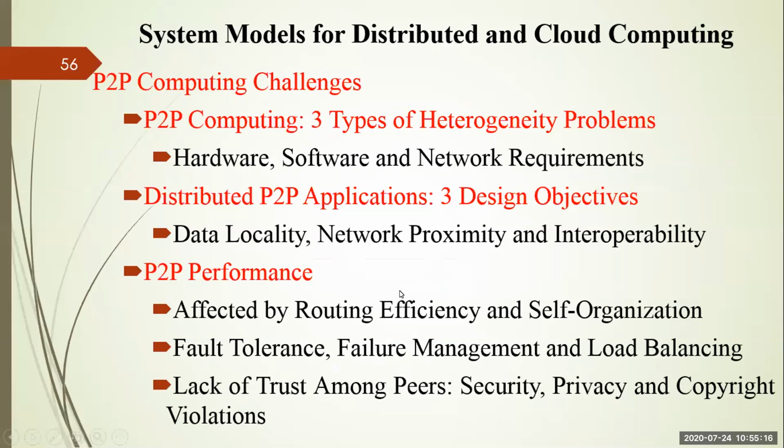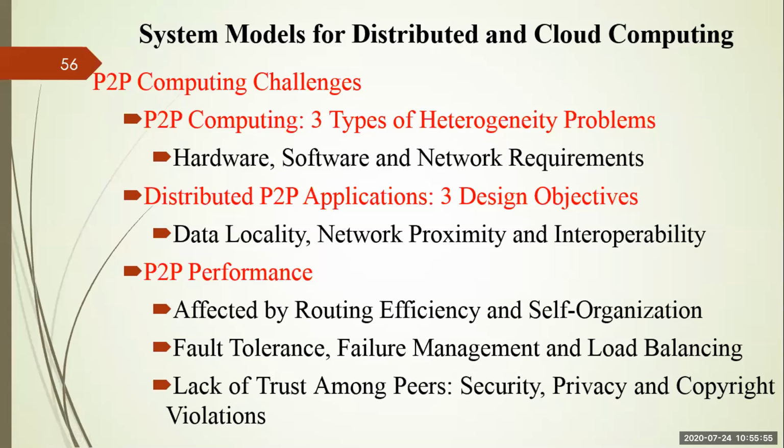Okay. So we'll discuss another 2-3 minutes, right? In P2P computing, there are many challenges. The first one is that there are 3 types of heterogeneity problems. Heterogeneous means one computer configuration is different from another. In terms of hardware, the computer systems are different. In terms of software, they are different. In terms of network requirements, they are also different. But if they are homogeneous systems, then you can claim that all the hardware configurations, software configurations, and network requirements are the same, right?